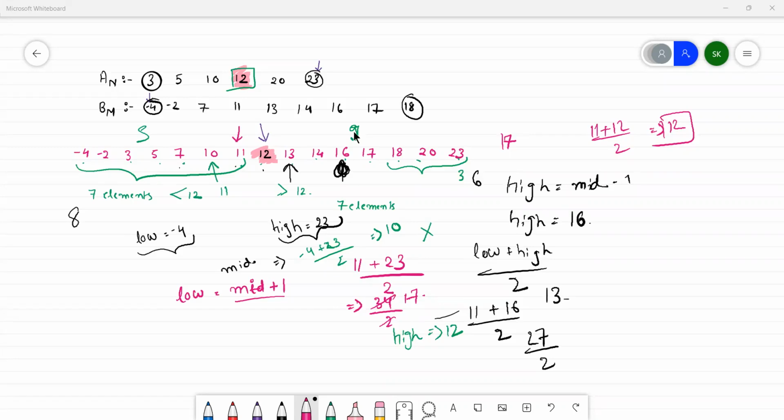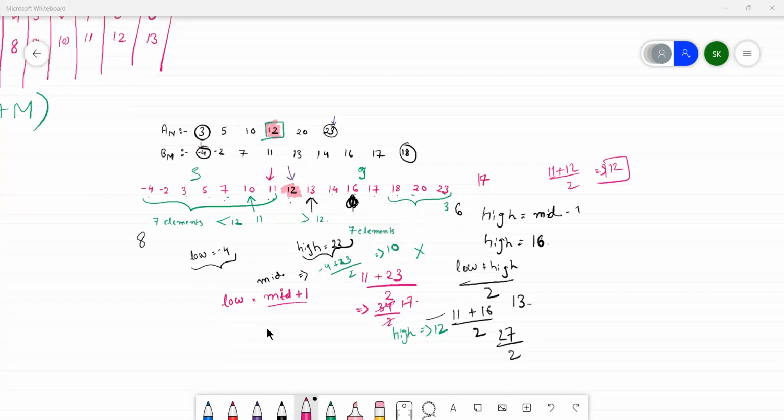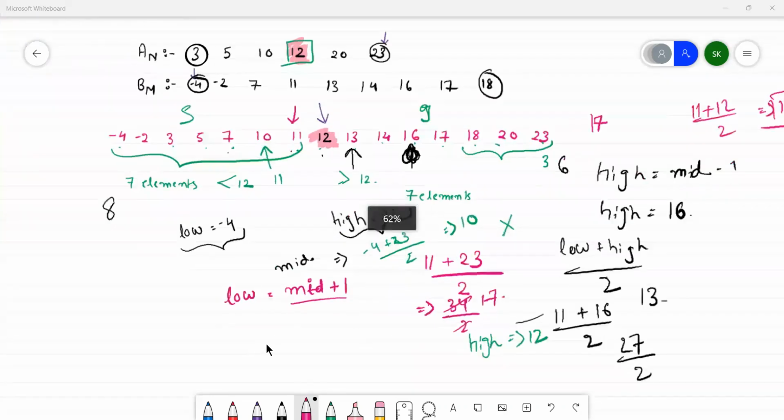Okay, if you have any doubt, you can just unmute and clarify it as quickly as you can.